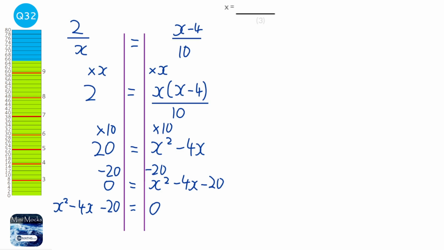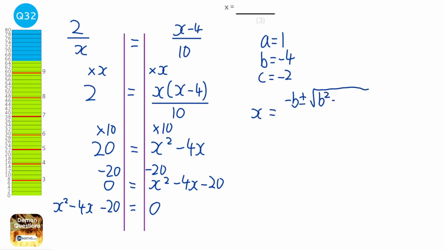So for the quadratic formula, we want to find out what a is. So a is the number before the x squared, which is 1. B is going to be the number before the x, or the coefficient of the x, which is minus 4. And c is the number on its own at the end. Quadratic formula is x equals minus b plus minus the square root of b squared minus 4ac, all of that over 2a.